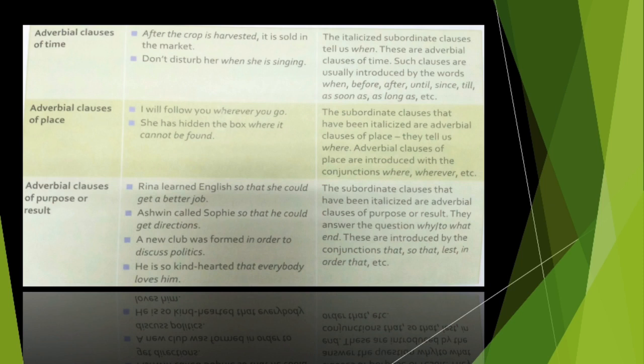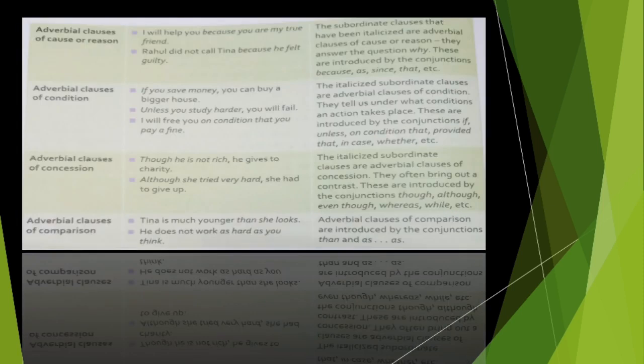Let's move forward for our fourth type. Just see, adverbial clauses of cause or reason. क्या cause है उस चीज का? So obviously it will tell us the cause of that thing. Okay, क्यों हुआ वो? Reason of that thing. Like, I'll help you because you are my true friend. Why would I help you? Because you are my true friend. So this was the reason for helping, right?